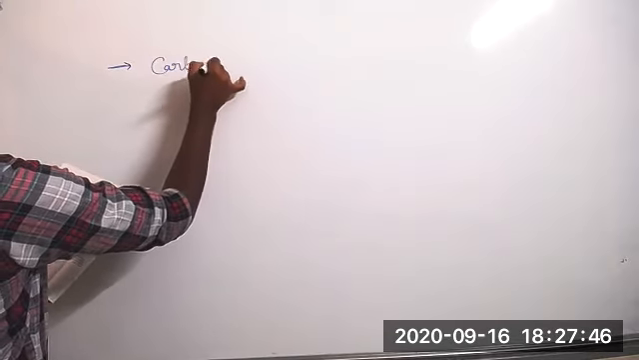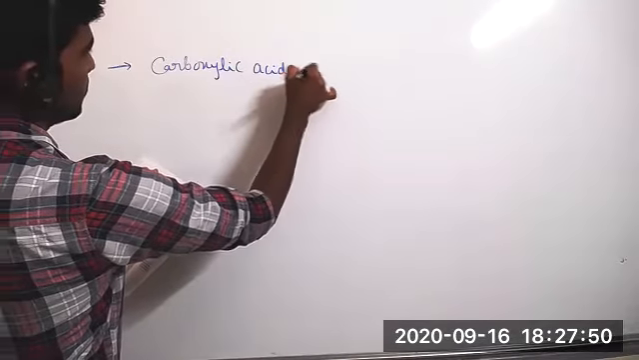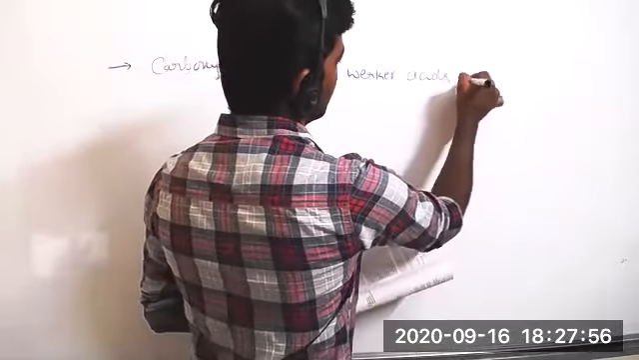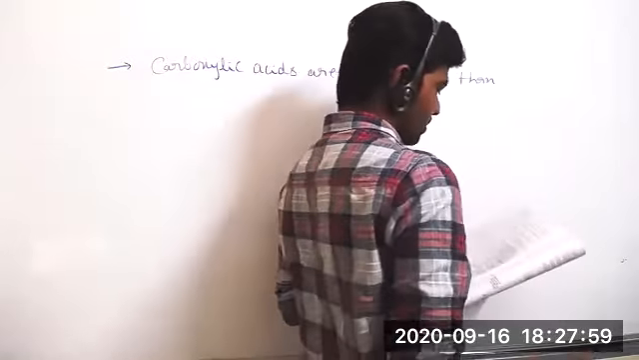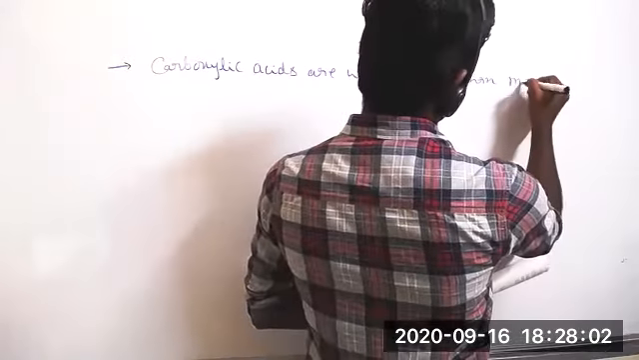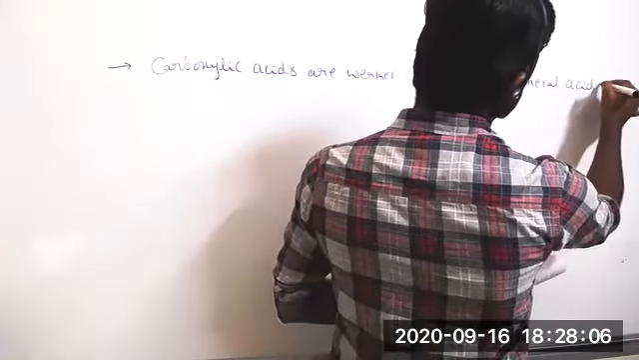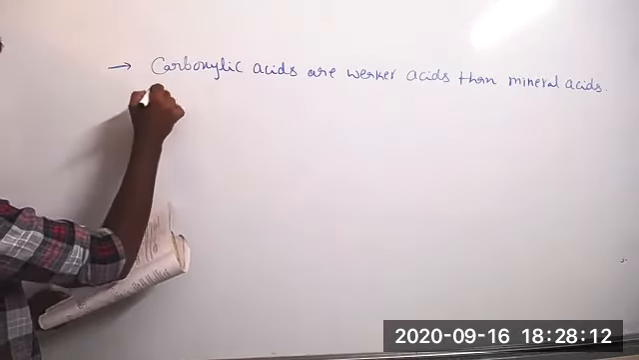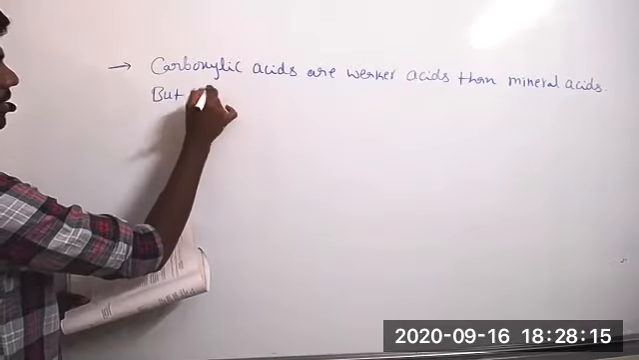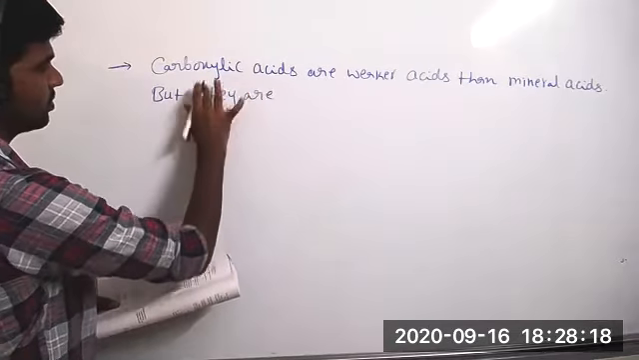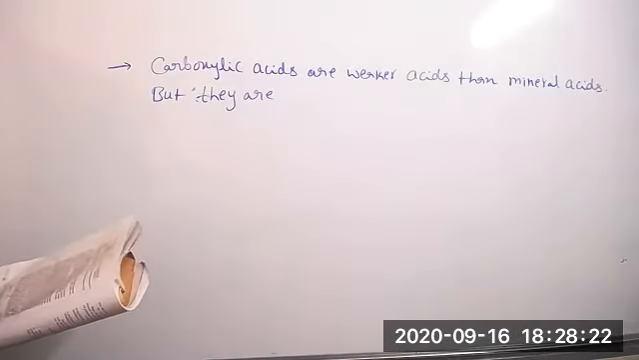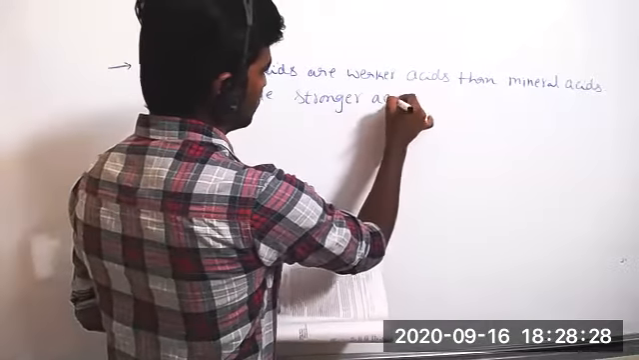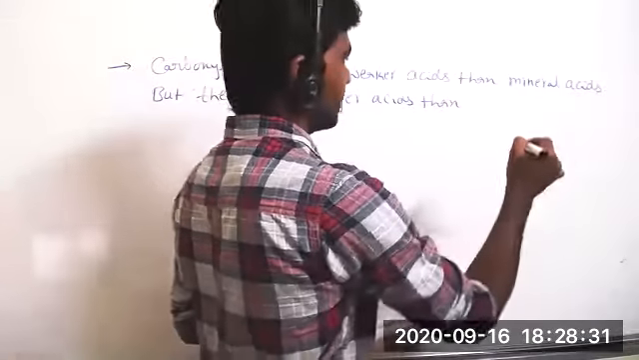Carboxylic acids are weaker acids than mineral acids, but they are stronger acids than phenols and alcohols.